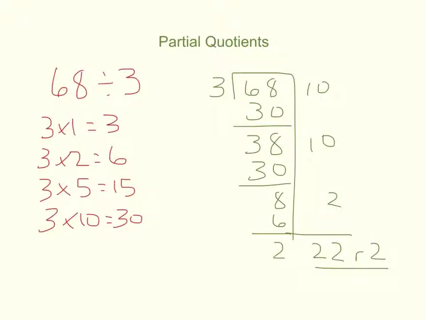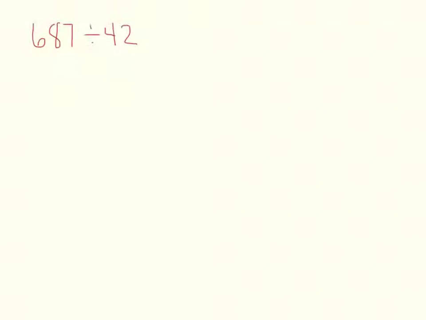Now that was sort of a simple one. Let's try a little bit harder so you can see how this method can be really helpful. Okay, let's try and do a larger number to divide. Let's do 687 divided by 42. I'm going to start with my side multiplication again.